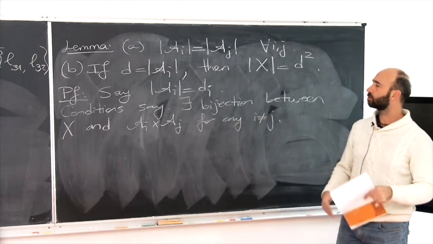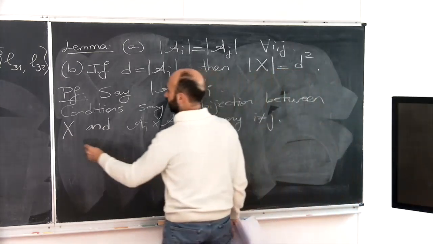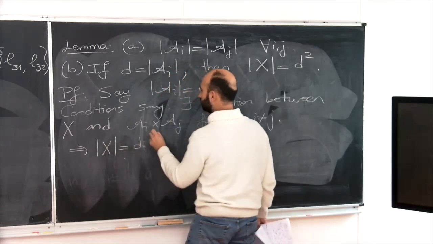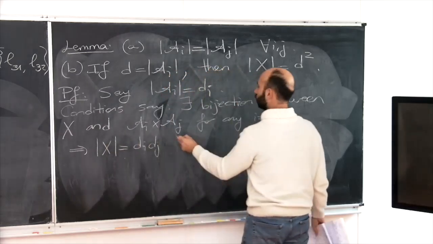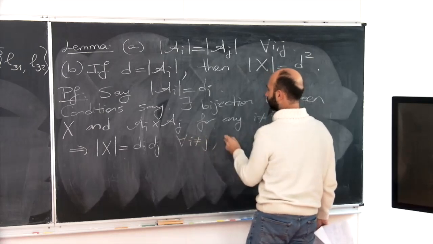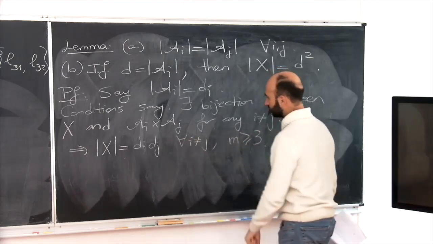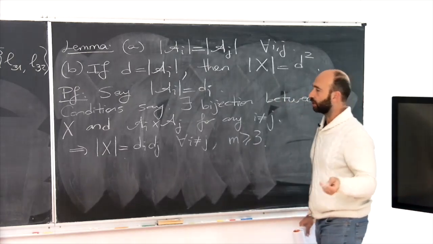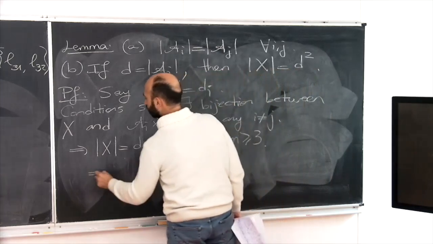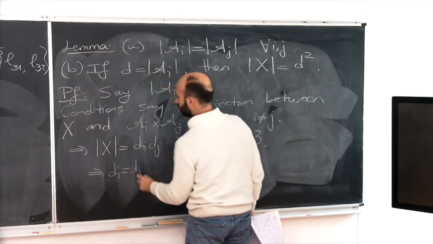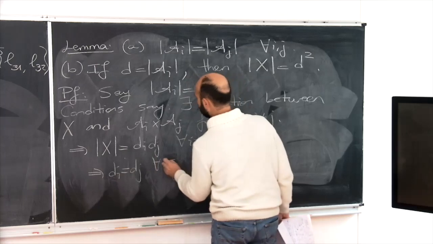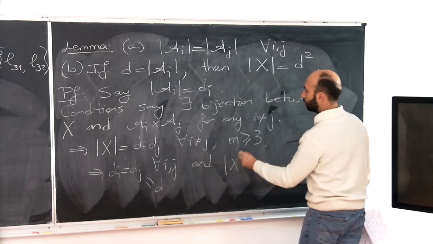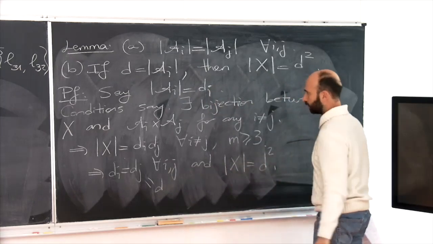This provides you the bijection, and this implies that the number of elements in X must be di times dj, but this is for all i not equal to j, and recall there are at least 3 classes. So the only way to get this is if all of these numbers are equal. So di is equal to dj for all i, j, and let's say this number is d. You get both parts at once.